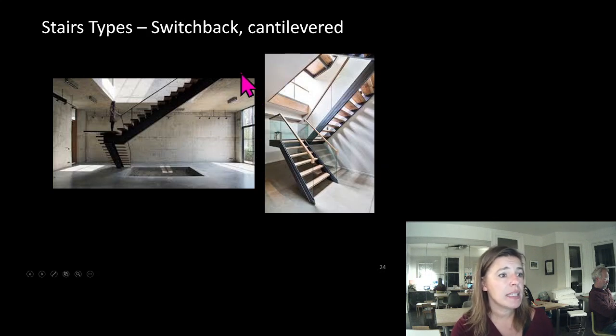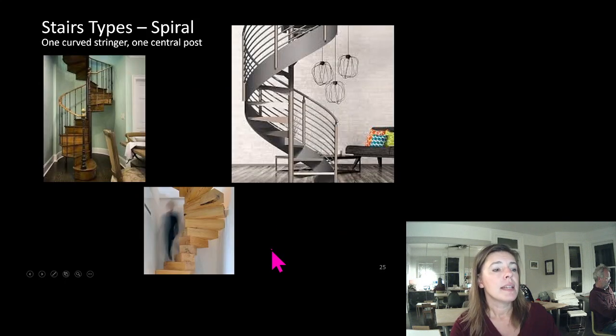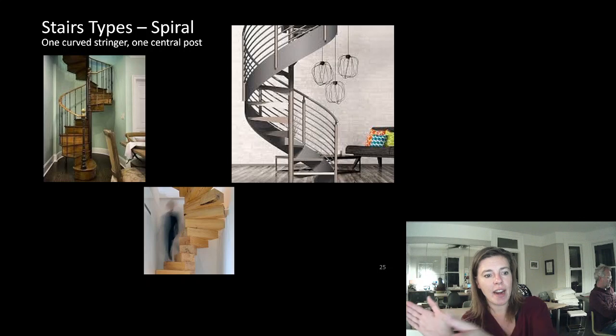So here is a switchback stair that doesn't switch back past itself. It goes off in the other direction. And here's a switchback that comes right past itself. Spiral stairs, you can have as 1 curved stringer and 1 central post. Essentially what we're saying is our inner stringer has curled in so tight it's acting as a post. So as you can imagine, as you curve your stair and as your curve gets tighter and tighter and tighter, that inner stringer becomes a single post.